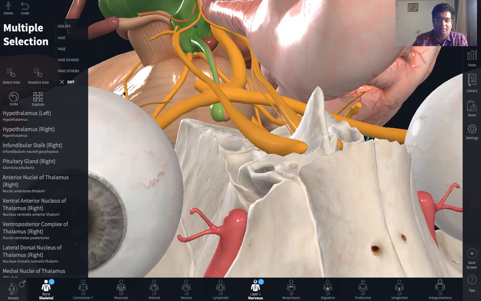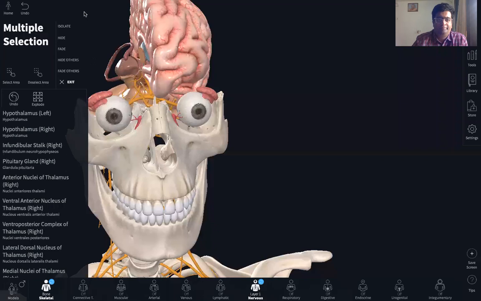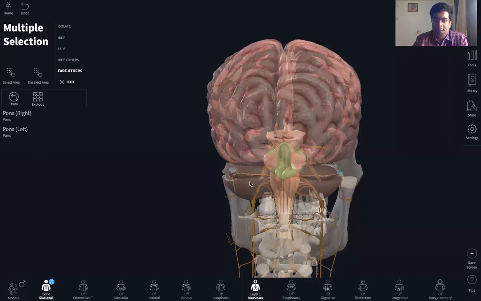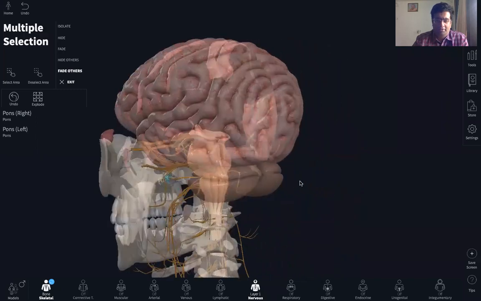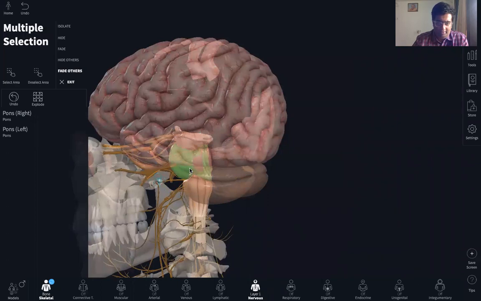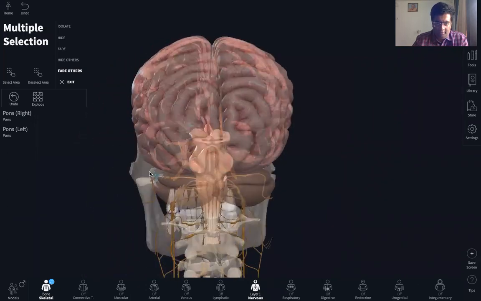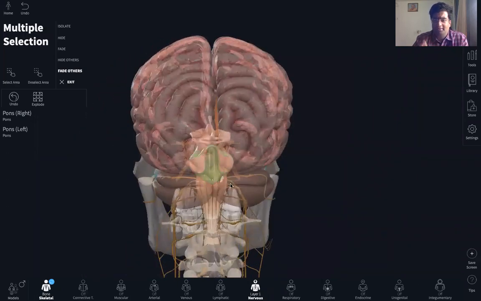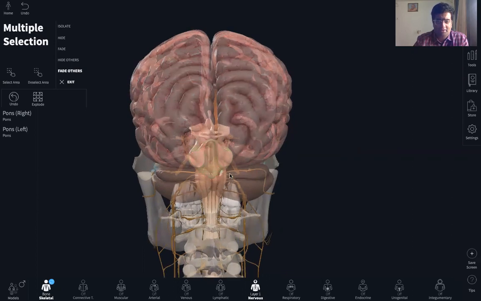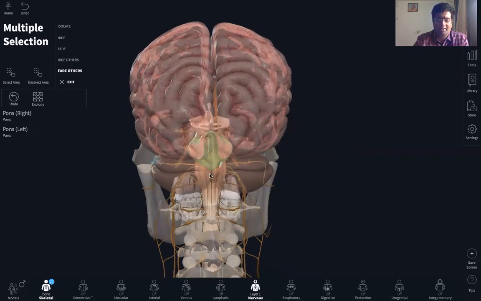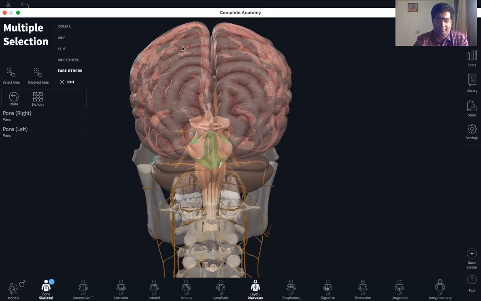Now let us try and view the pons varoli. What you can see here, highlighted in green, is the pons varoli. The pons helps in exchanging the impulses between the right and the left cerebellar hemispheres, and from below the pons begins the medulla oblongata, which is the terminal most part of the brain stem.